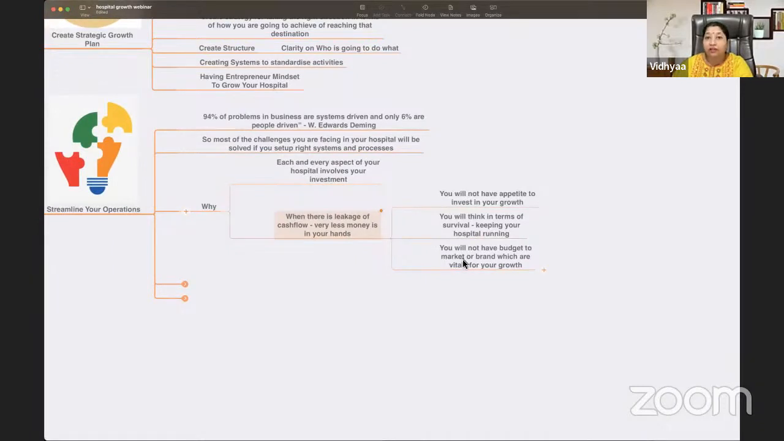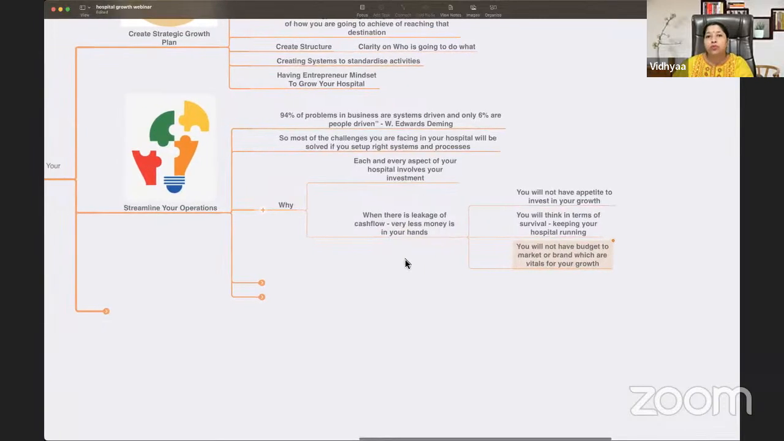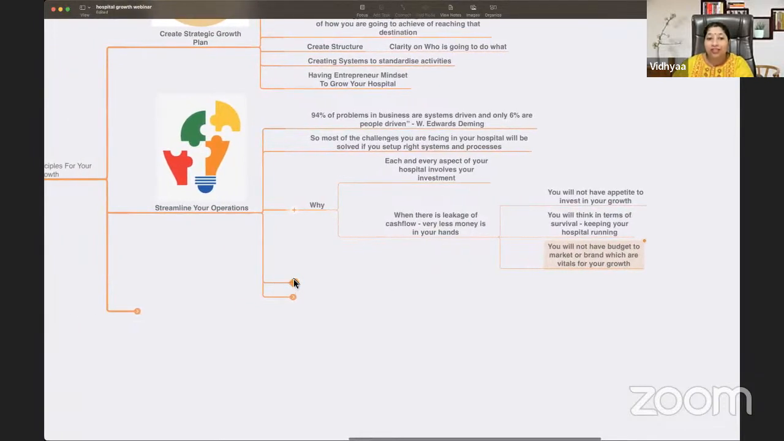As I mentioned earlier, marketing will be the least focused area because many think that it is not important. Actually, it is vital for your growth. It is like fuel to your growth. You need to focus on marketing, right? So that's the reason you need to streamline your operations.